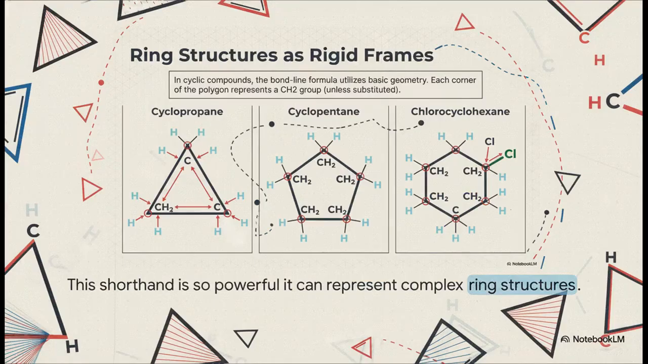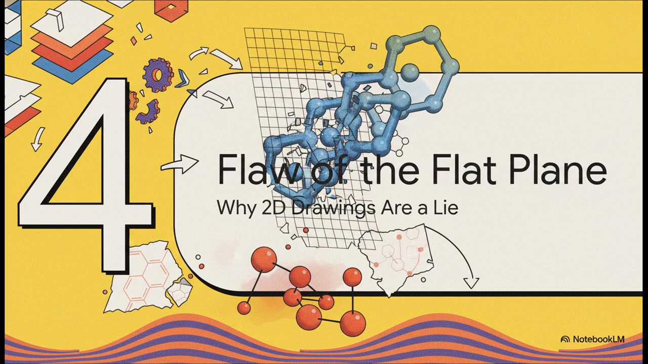And get this, the system is so elegant, it makes drawing rings ridiculously easy. A triangle? That's cyclopropane, 3 carbons in a ring. A pentagon is cyclopentane, 5 carbons. And that hexagon, probably the most famous one in chemistry, is cyclohexane. Each corner is just another carbon atom following the exact same rules we just learned. It's pretty brilliant, right?